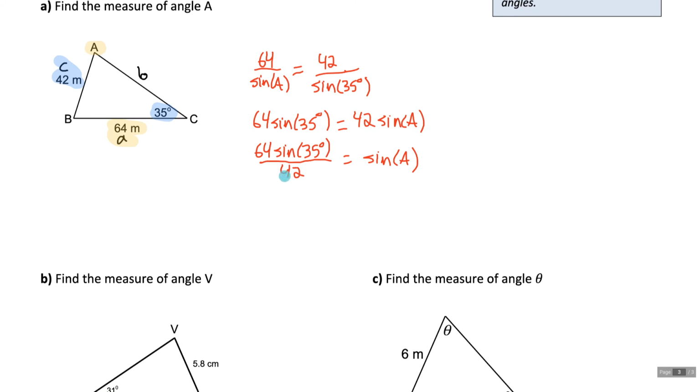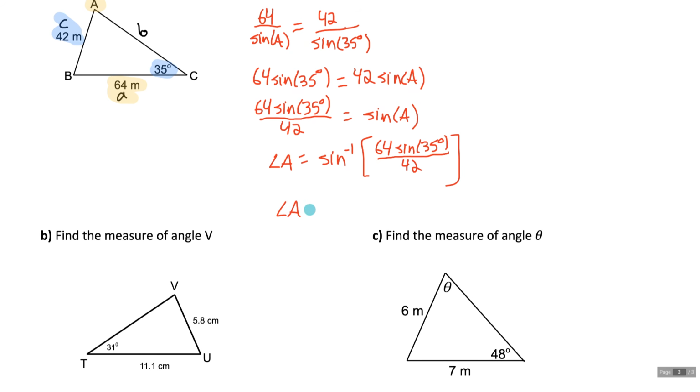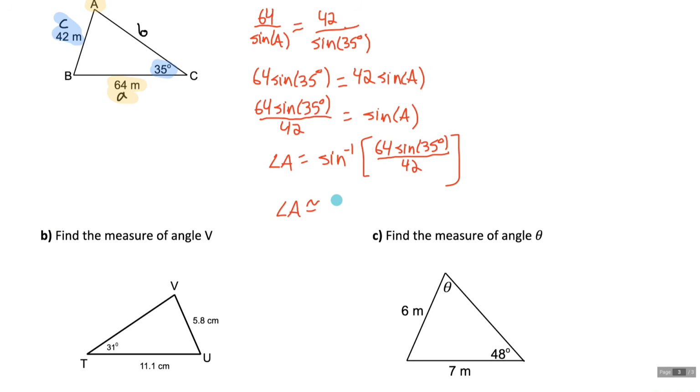And remember, if we know the ratio, but we don't know the angle, we have to use the inverse trig function to find the angle. So I could say angle A would be equal to inverse sine of this ratio, 64 sine 35 divided by 42. Notice I'm keeping this exact until the very end. I'll do the rounding at the end. So angle A, let me use my calculator to figure this out. I get an angle of about 60.93 degrees. And once again, make sure your calculator is in degree mode.